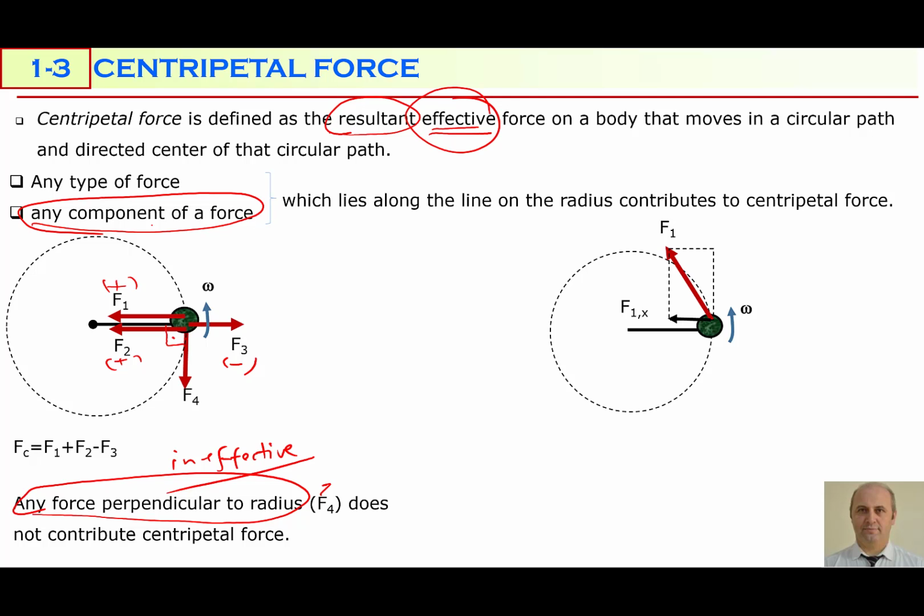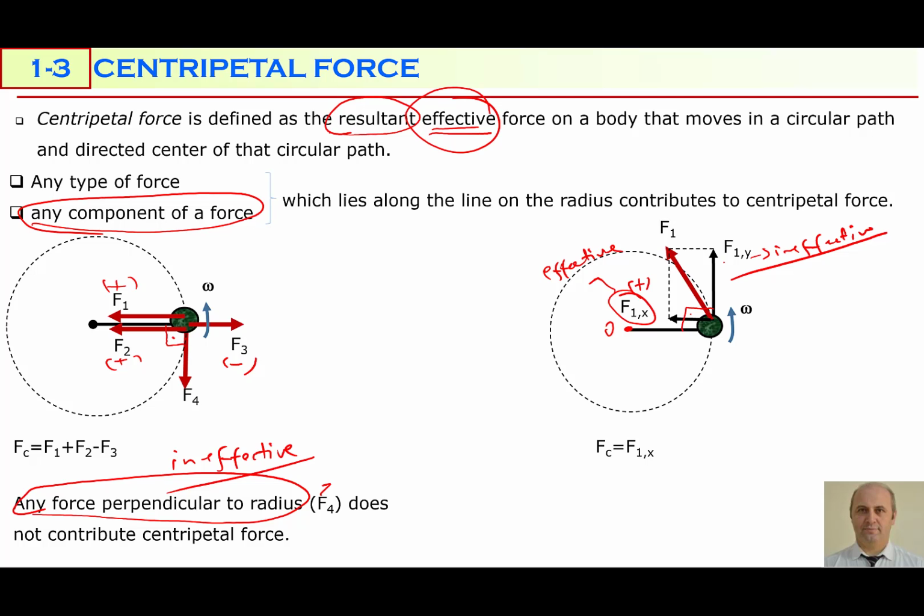One of them is the horizontal component, F1x. The other one is the vertical component, F1y. If you see that, one component is pointing to the center along the radius, so this is effective. F1x is effective and it points to the center. That's why it positively affects the centripetal force. But F1y is perpendicular to the radius, so F1y is ineffective. That's why F1y will not be in your centripetal force equation.